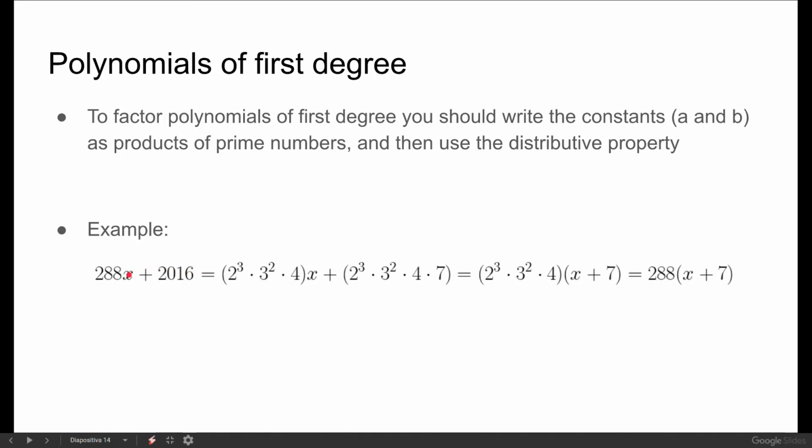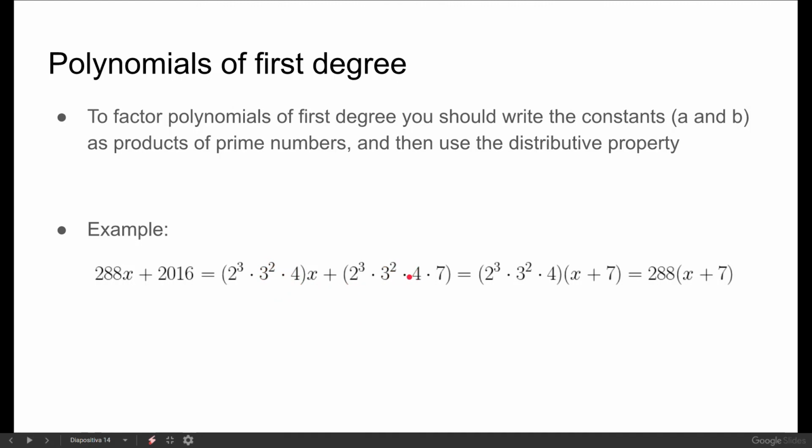What you should do in order to factor this polynomial is to write down this number and this number in their prime representation. So the prime representation of 288 is 2 to the power of 3 times 3 to the power of 2 times 4. And the prime representation of 2016 is exactly the same, times a 7. Now, when you have this expression, you should note these numbers are common in these two terms, right? 2 to the power of 3 is in both terms, 3 to the power of 2 is also in both terms, and 4 is also in both terms.